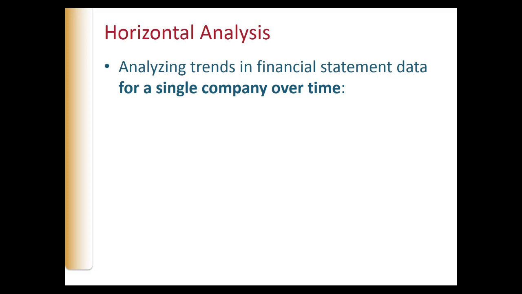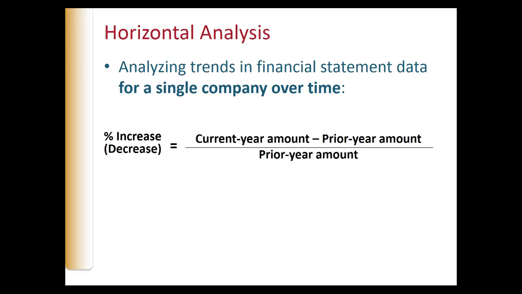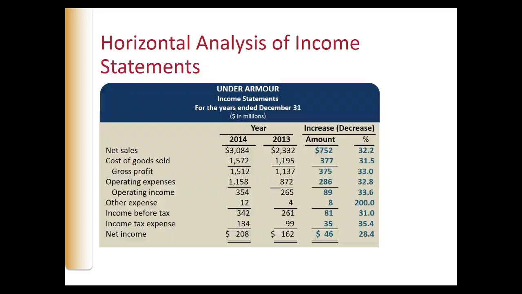Now let's look at performing horizontal analysis. We use horizontal analysis to analyze trends in financial statement data for a single company over time. With horizontal analysis, we calculate the amount and percentage change in an account from last year to this year. This data can then be used to compare rates of change across accounts. Are sales growing faster than cost of goods sold? Are operating expenses growing faster than sales? Are any specific expenses increasing at a greater rate than others? Questions such as these can identify areas of concern or perhaps indication of better things to come.